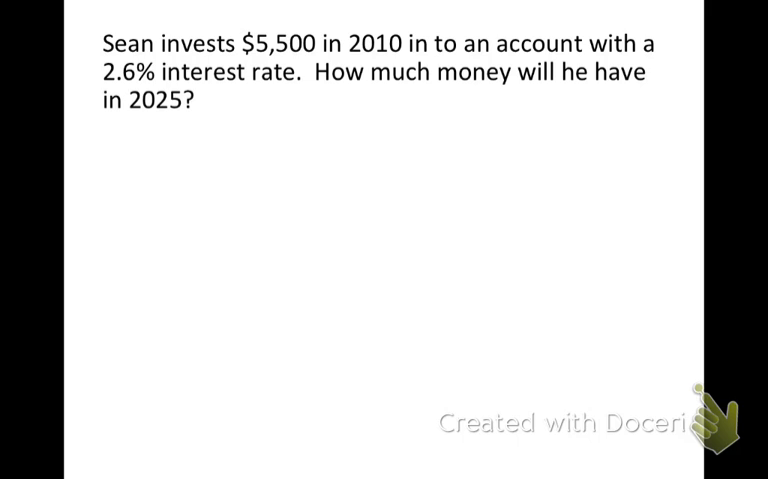Next, we have Sean, who's investing some money. Sean invests $5,500 in 2010 into an account with a 2.6% interest rate. How much money will he have in 2025? So here, he's investing in a bank account. Hopefully, it's growing, so we're going to use the growth equation. Y equals A times 1 plus R to the T.